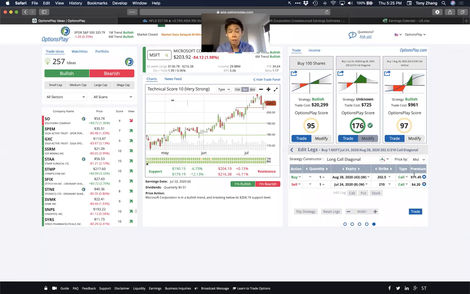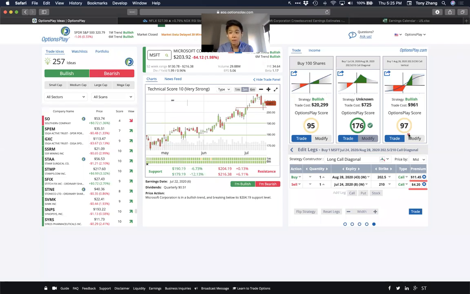But because this is really expensive going into earnings, I'm trying to offset a significant portion of that by selling a short-term option that expires right after earnings and has a higher implied volatility than the one I'm buying. As you can see here, I'm paying $11.45 for the long call and collecting $4.25 for the short call. In this particular case, I'm offsetting almost 40% of the cost of that long call, reducing the cost by a significant amount.